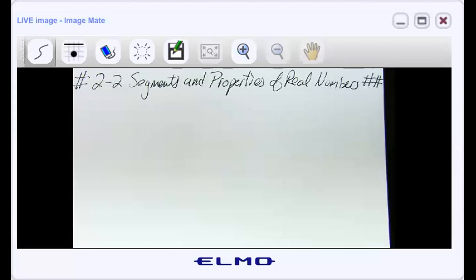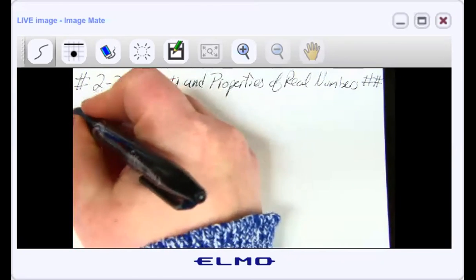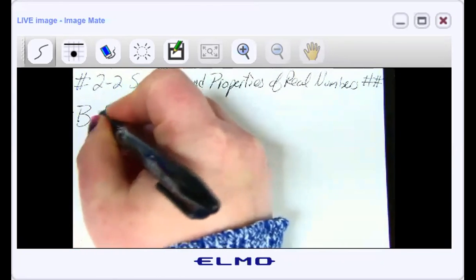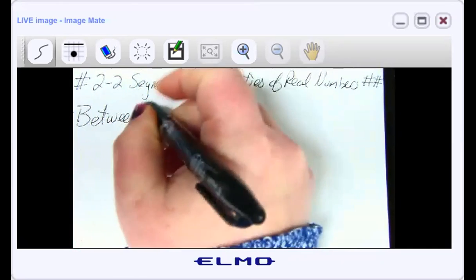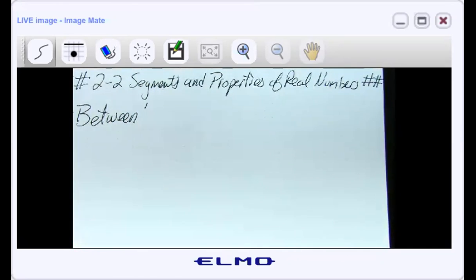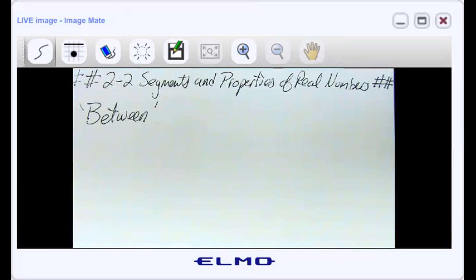All right, so to start this off today, I want to talk about a word that we use every day, and it means something really specific in geometry. And the word is between. Okay, so when we are using the word between in geometry, we want to be really specific because I want to talk about points that are between each other. And what does that really mean?